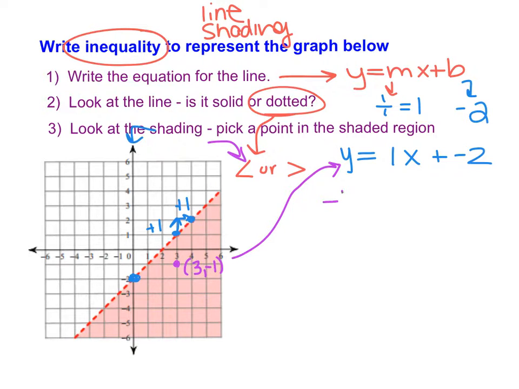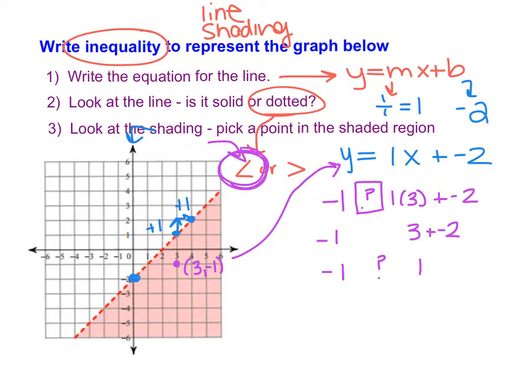So here I have y, which is -1. I have some question mark symbol going in there. 1 times 3 plus -2. So my left-hand side is -1, my right-hand side is 3 plus -2, which is 1. And so I need to figure out what symbol goes between -1 and 1. Well, I know that -1 is less than 1, which is telling me that this symbol right here is what makes the most sense. Because if I were to rewrite this question mark right here as an actual symbol, that is the symbol that would make that point work. So now I'm going to take my equation and rewrite it with the correct inequality. So I have y is less than 1x plus -2.